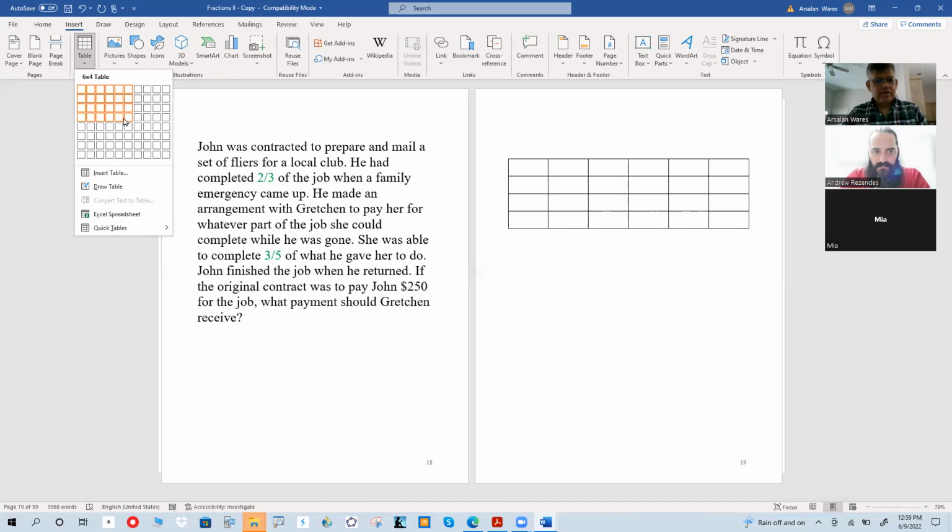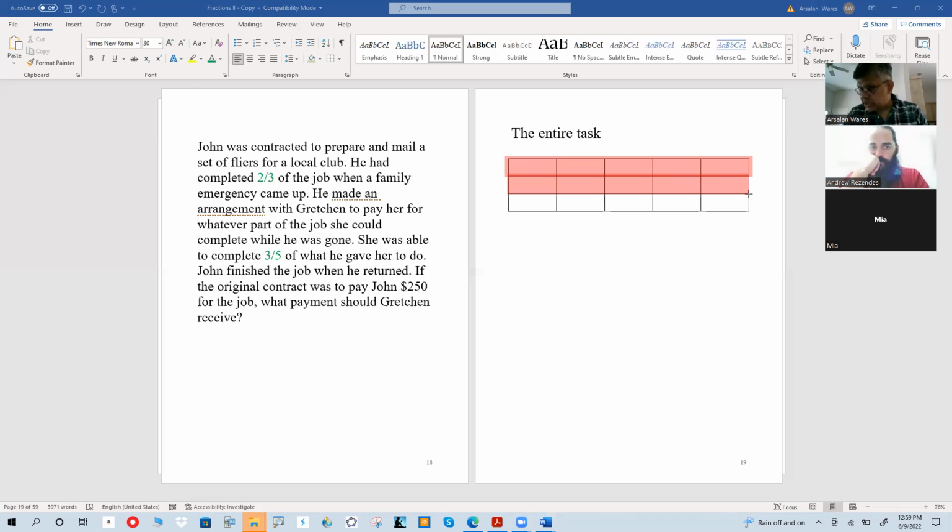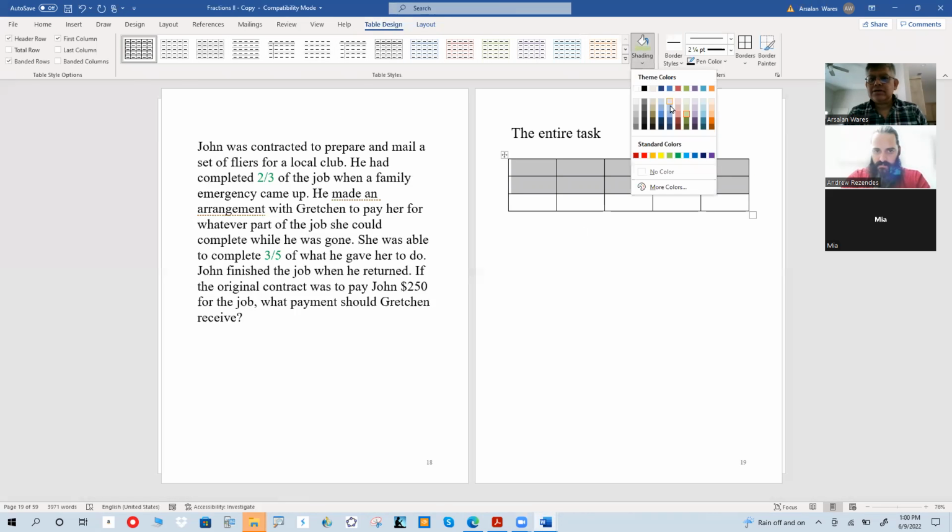3 by 5 is 15. The entire task. All right, John did 2/3. This is 1/3. This is 2/3. That's what John did. 3/3 make a whole. So I'm going to say that's what John did. I'm going to make John's cells green.